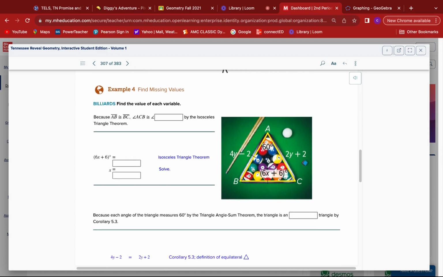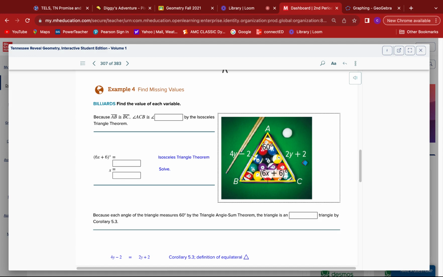Example number 4. I'm on page 328 at the bottom. All right, let's see what we got here. It says find the value of each variable. AB, which is this left side, is congruent to BC, which looks like the bottom side, and they're marked equal. It's kind of hard to tell, but there's a little slash and there's a little slash to say they're equal to each other.